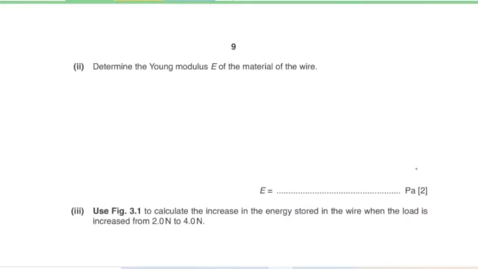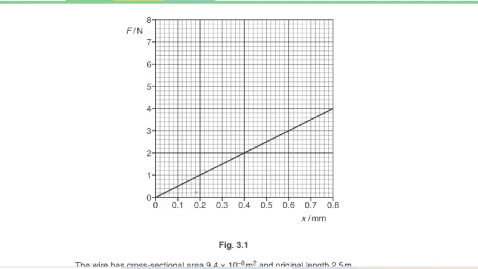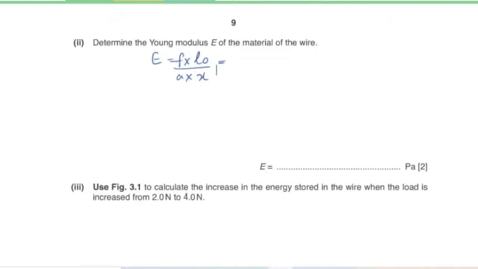Now to determine the Young modulus E of the material of the wire, Young modulus is equal to force into original length divided by area into extension. For 1 newton being exerted on the wire, it produces an extension of 0.2 millimeters. So 1 newton of force, and original length of 2.5 meters, divided by area 9.4 into 10 to the power of negative 8, and 1 newton of force produces an extension of 0.2 millimeters, which is 2 into 10 to the power of negative 4 meters. And that's how we get a Young modulus of this wire as 1.33 into 10 to the power of 11 pascals.